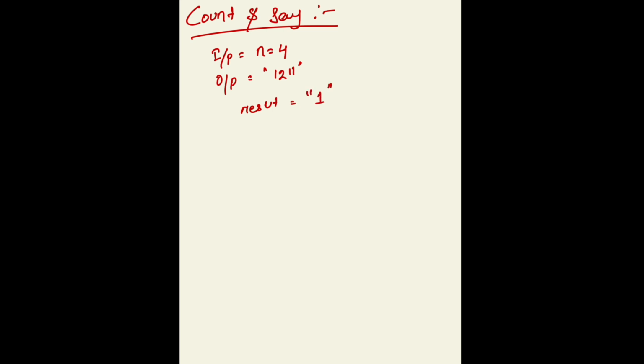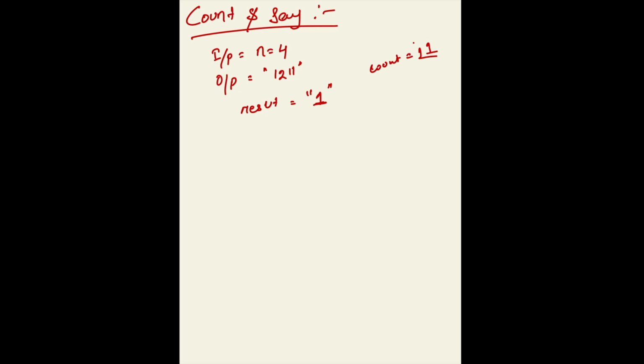Now here n is given as 4. We have to take it 1, 2, 3, 4 times, right? So how is it coming, 1 2 1 1? For 1 it is coming as 1. The question itself has given 1 equal to 1. We'll go for 2. So what will we count? Here 1 is present one time, count 1 time and the value is 1. So can we say it as 1 and 1 like this?